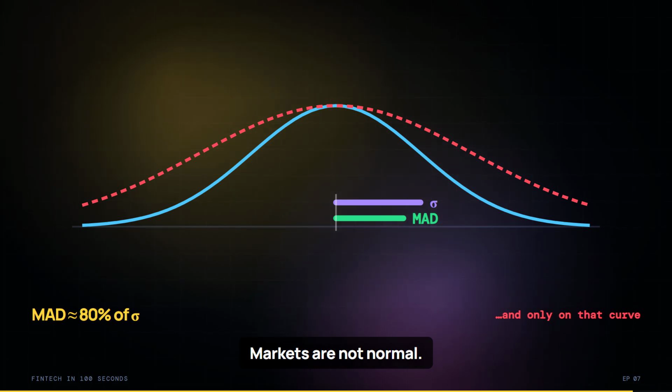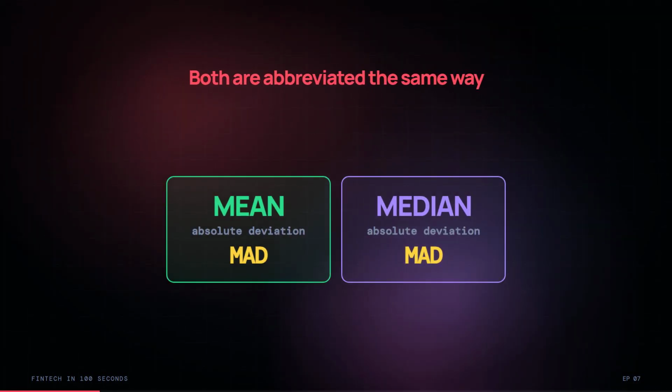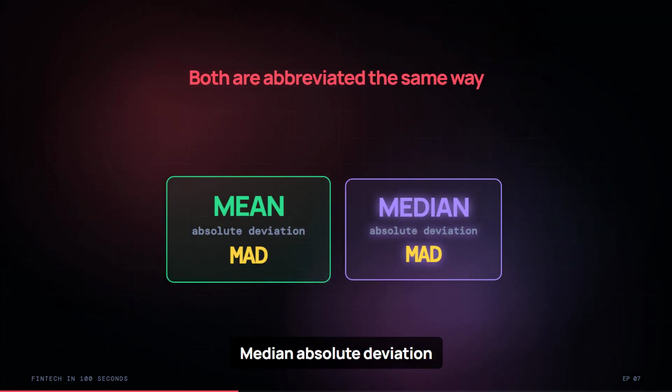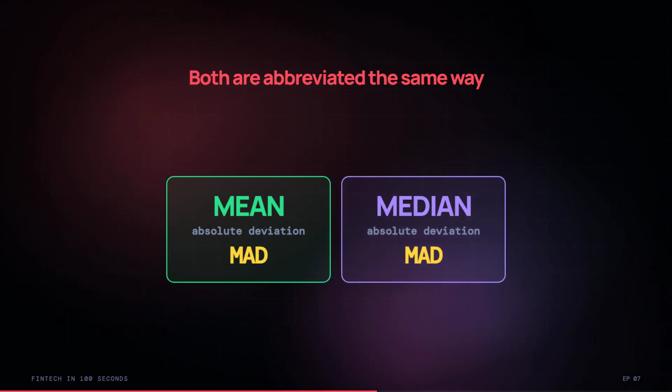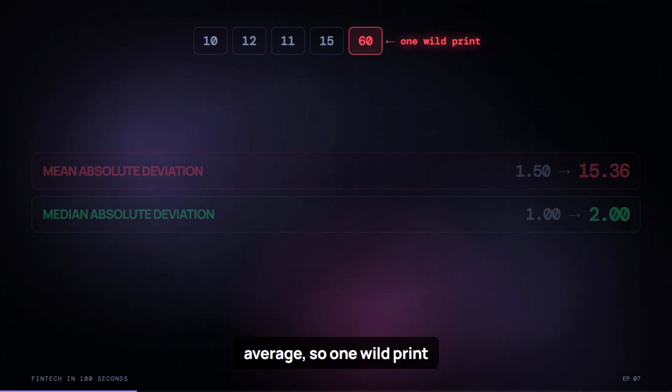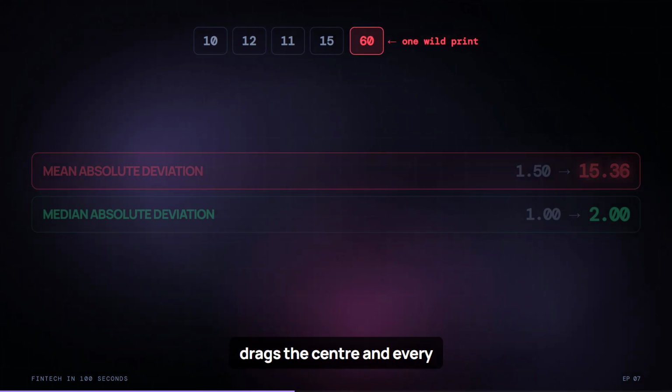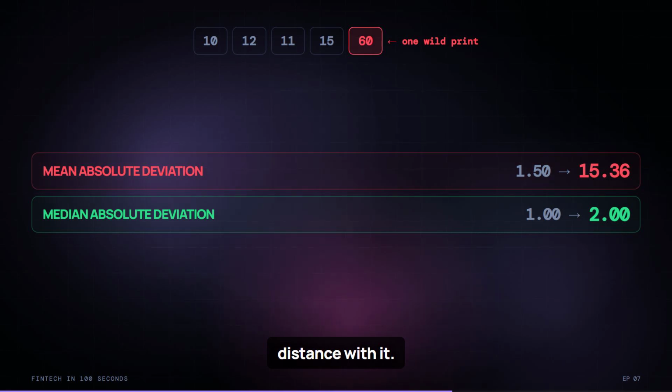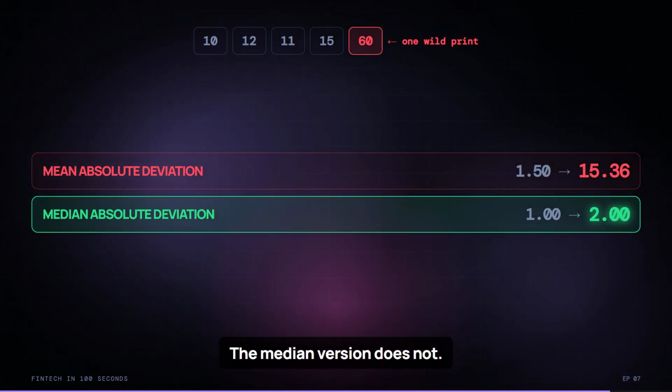Markets are not normal. Now the dangerous part. Median absolute deviation shares the same abbreviation. Different center, different maths, completely different behavior. Mean deviation centers on the average, so one wild print drags the center and every distance with it. The median version does not.